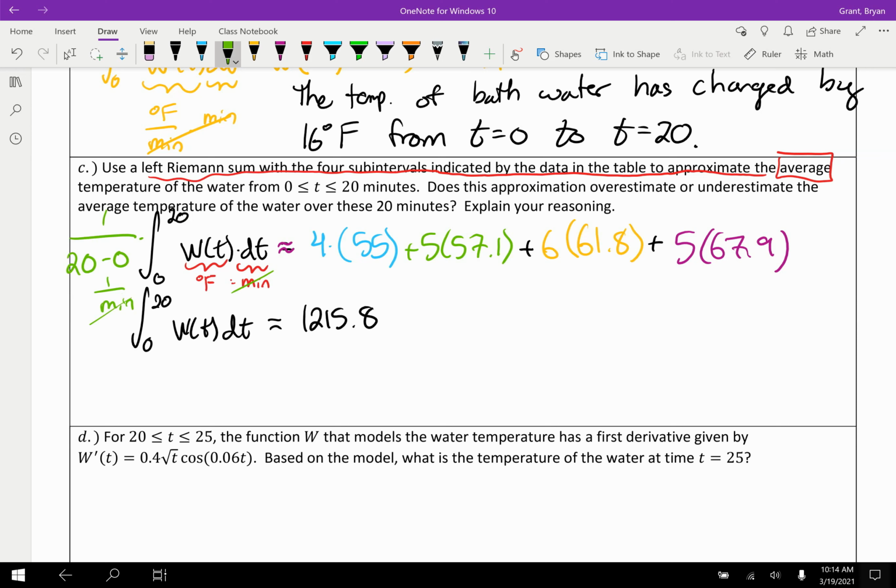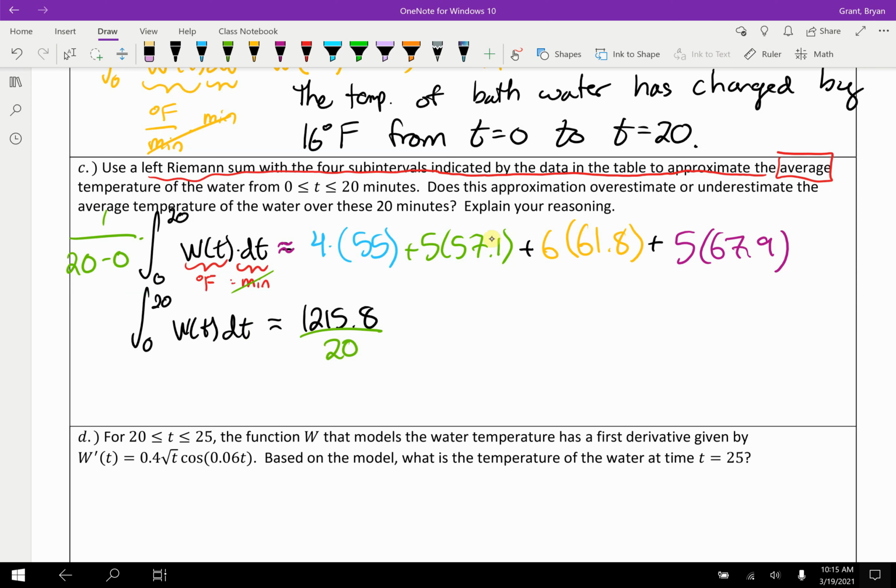I find sometimes students recognize that at the end when they're like, 1215 is way too big to be the average temperature of the water. They would be really, really warm water. I think that'd be steam, actually. So they realize that at the end, and then they go, oh, wait, I need to divide by 20, and then they get their answer. You would not get full credit for that because this integral is not equal to 1215 divided by 20.